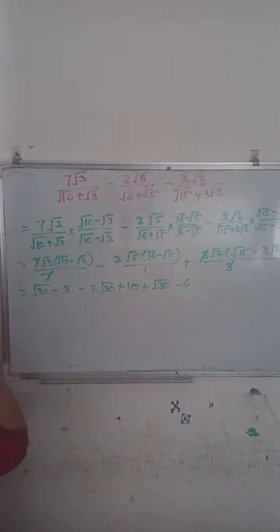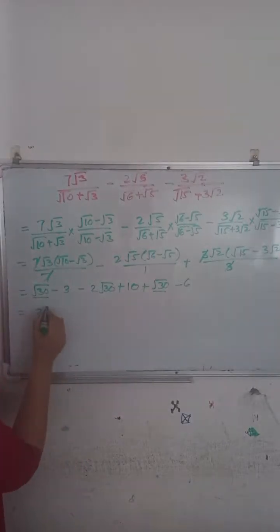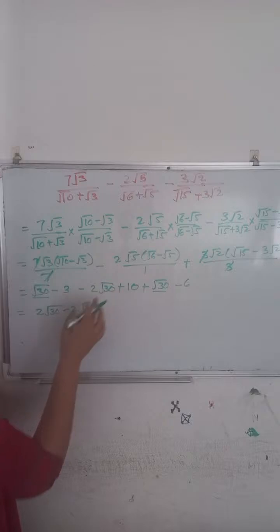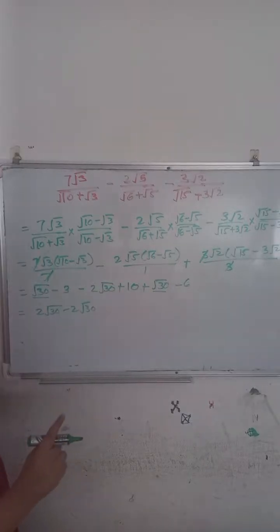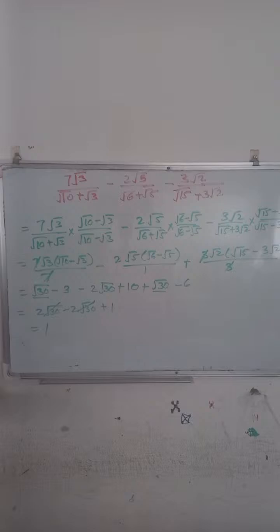Okay. So you can simplify here. Root 30 is 2 root 30 and this is minus 2 root 30, minus 3 plus 10 is nothing but 7. 7 minus 6 is nothing but 1. So this gets cancelled and you will get the answer 1. Okay. So simplify this. Getting this?